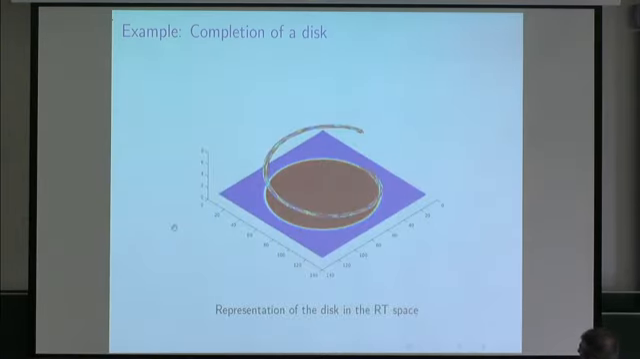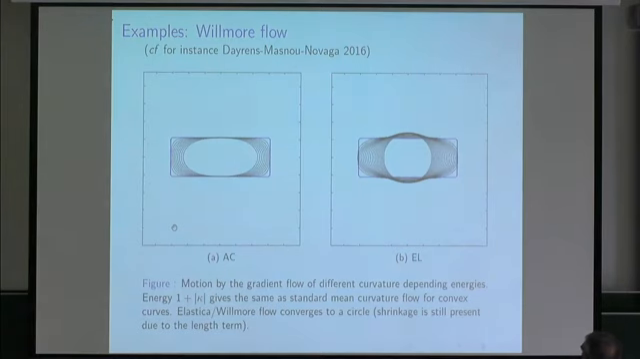And this is how the disk is represented in the rotor-translation space. So you see that the field is quite concentrated still on the boundary, so it doesn't work too badly. Okay, so I will finish. This is a curvature flow, which you can compute with the same method.